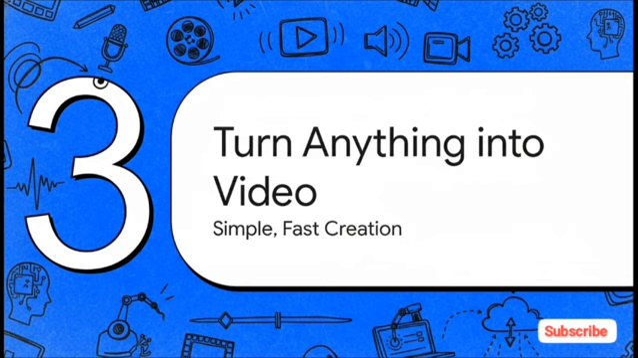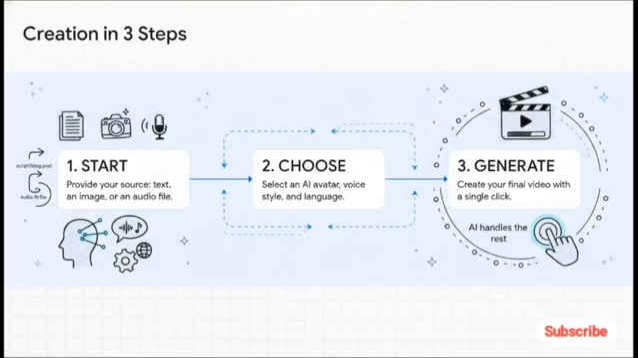All right, so you've got your AI avatar picked out. Now, how do you actually make the video? Well, this is the best part, because you'd be surprised at just how ridiculously simple it is. I mean, it really is this easy. Step 1, you start with your source material, could be text, an image, even an audio file. Step 2, you choose your avatar and the voice you want it to have. Step 3, you click Generate.